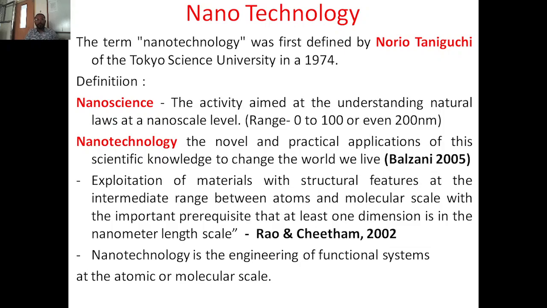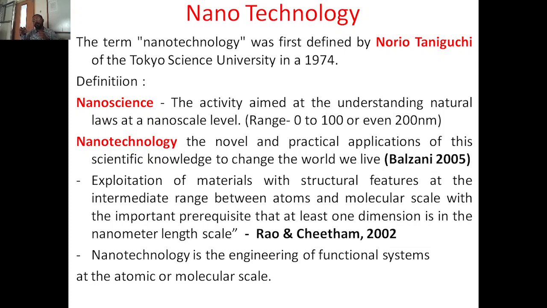So we know that nanoscience is nothing but the study of natural laws at the nanoscale, whereas nanotechnology is nothing but what? It's the application of the science. It is the novel and practical application of this scientific knowledge, that is nanoscience, to change the world we live in.